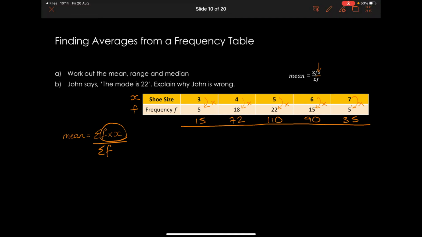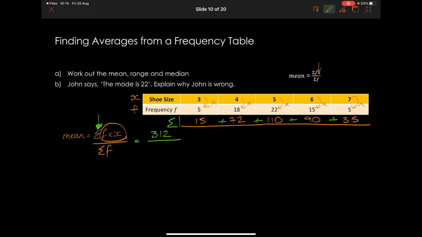Now the last thing that I need to do for this bit is the sum of f times x. That means I need to add all of these together to give me the sum. Okay, so I'm going to do 15, add 72, add 110, add 90, add 35. That gives me a total of 312. So the sum of f times x is 312.